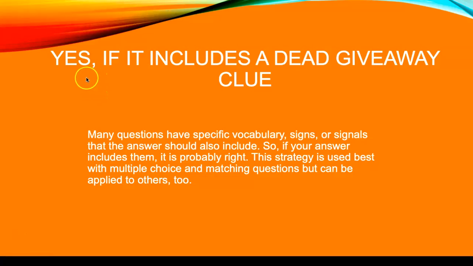Our next way of knowing if your answer is right or not is if it includes a dead giveaway clue. Now, many questions have specific vocabulary, signs, or signals that the answer should also include. So if your answer includes them, then it's probably right. This strategy can be used with multiple choice questions and matching questions, but can also be applied to others too. Let's look at an example.